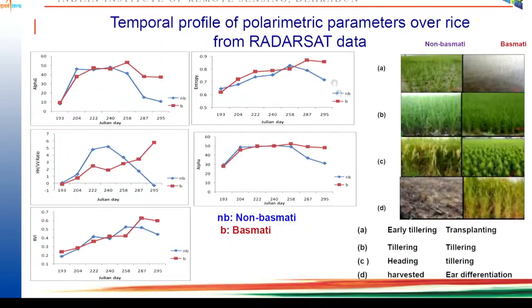Here you can see even basmati and non-basmati rice. You can monitor them with multi-date radar satellite data based on the difference in the crop calendar, harvesting and maturity time. So here you see at the time of maturity, both have different kinds of backscatter signature across different polarimetric parameters. So that helps to discriminate basmati and non-basmati rice.